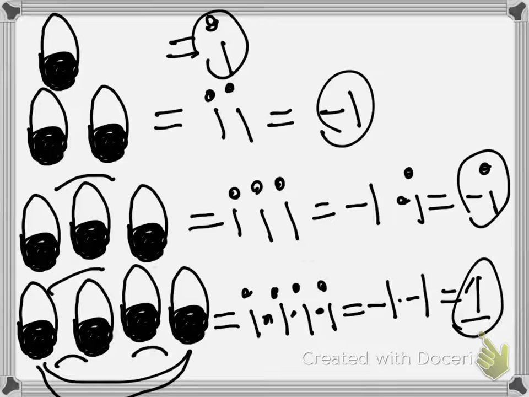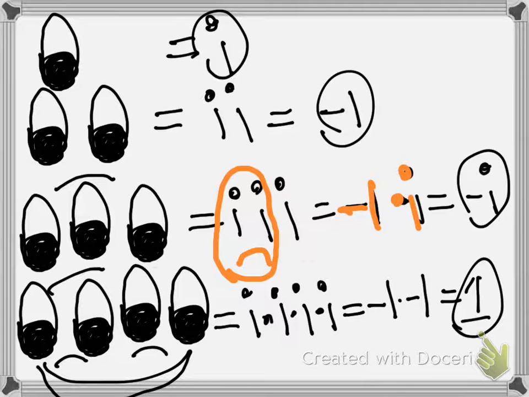If you have two i's together, they cancel. They become a negative charge. If you have three i's together, two of them cancel and become a negative 1. So it's like these two right here cancel, they become a negative 1, and you have an i left over. So it's negative 1 times i, which is negative i.